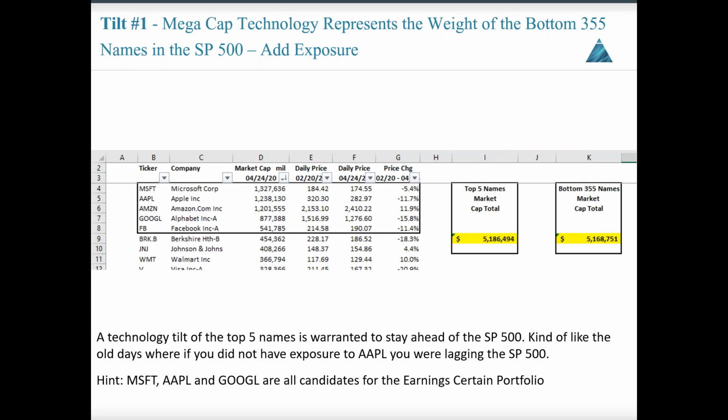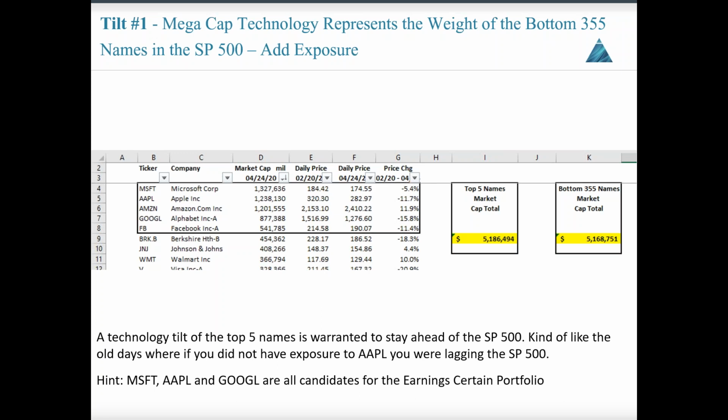So it's like the old days, and I know everybody remembers this, where if you didn't have exposure to Apple, you were literally lagging the S&P 500. Now it's kind of like if you don't have exposure to at least the majority of these names, you're going to struggle keeping up with the S&P 500 on both the upside and the downside. Now, the interesting thing is that we actually beat the S&P 500 with the Earnings Certain portfolio, and we have none of these names in the Earnings Certain portfolio. So the idea is, if you want to now outperform the S&P 500, begin thinking about tilts such as this.